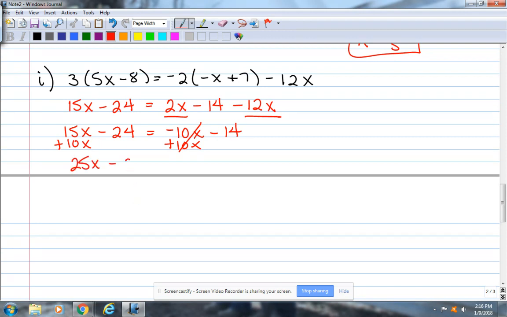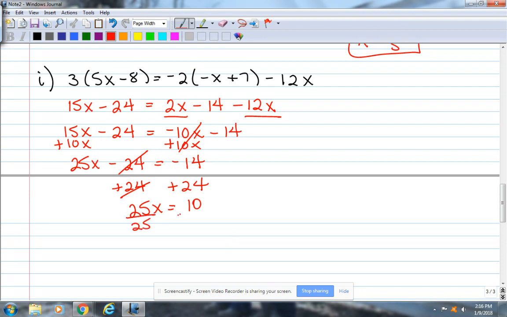25x minus 24 equals -14. Then what can I do to get x by itself? Add 24 to both sides. That gets me 25x equals -14 plus 24, which is 10. So now what do I do to solve for x?